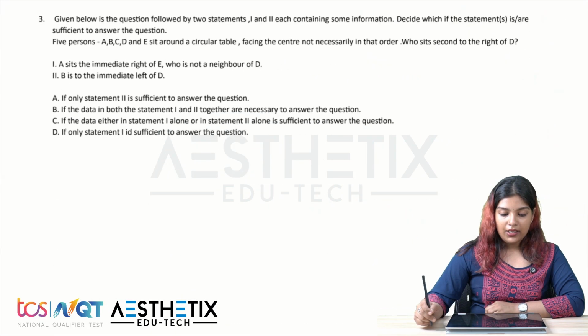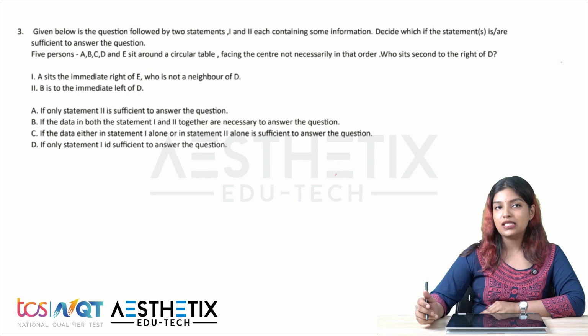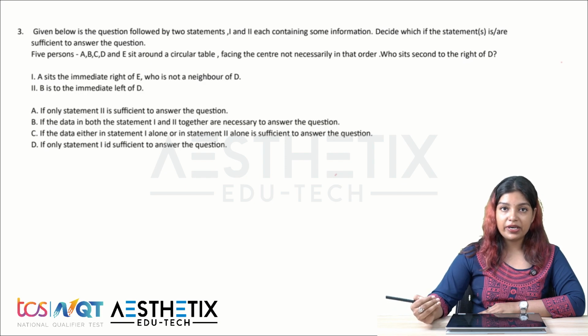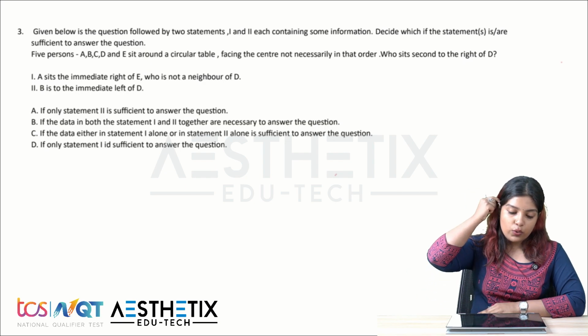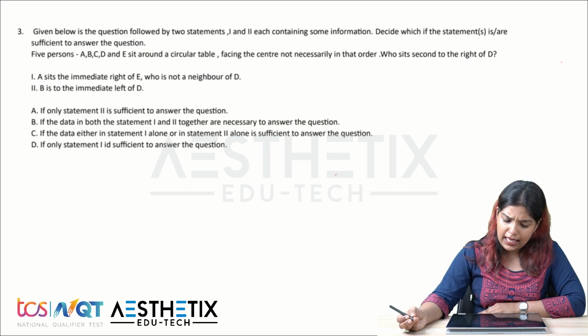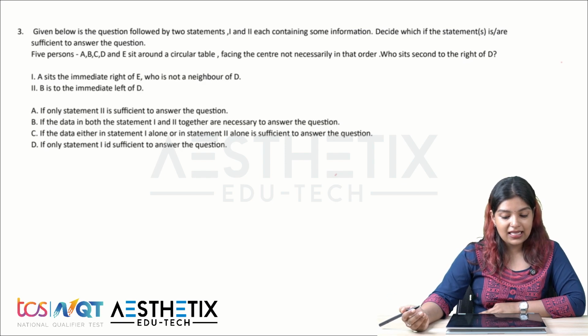Okay, so we have the third question with us. The third question is again something from data sufficiency. Here also there are two statements given, and the options I have already discussed. How will we select the correct option from these 4 options that are given? So we'll see the question. The question is, who sits second to the right of D? So this is seating arrangement data that is given.